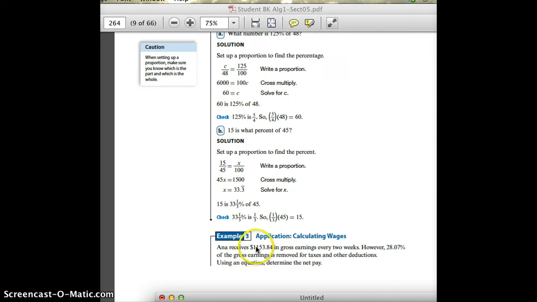Calculating wages. Anna receives $1,153.84 in gross earnings every 2 weeks. However, 28.07% of that of the gross earnings is removed for taxes and other deductions. Use an equation to determine the net pay.